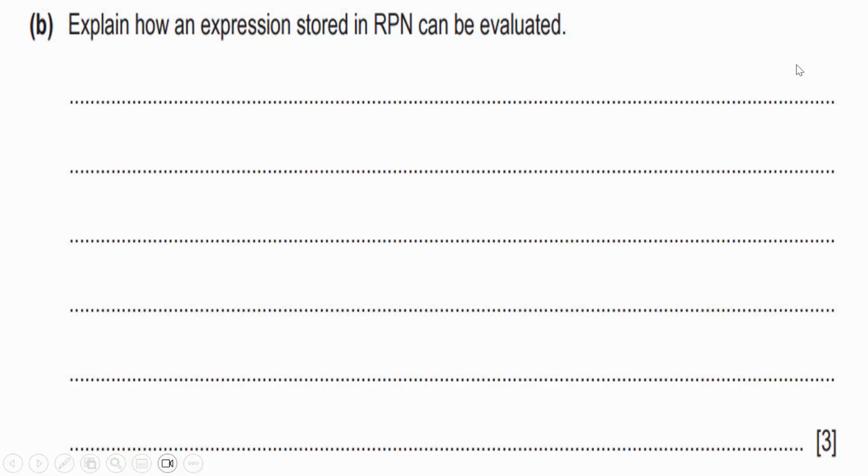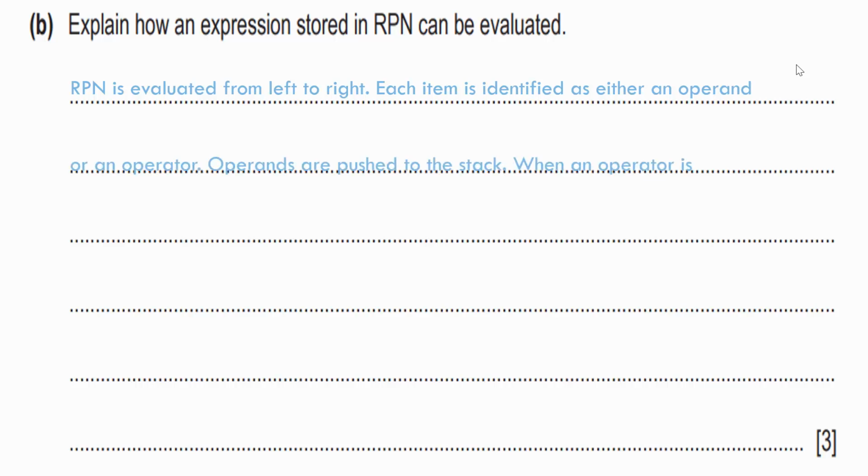Explain how an expression stored in RPN can be evaluated. All we need to do here is simply explain what we just did. We know that reverse Polish notation is evaluated from left to right. Now, each item is identified as either an operand or an operator. Your operands are your numerical values or your letters. Operators are your math operations: addition, subtraction, multiplication, or division.